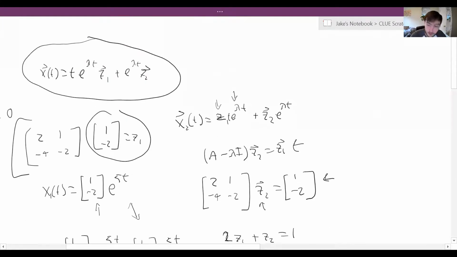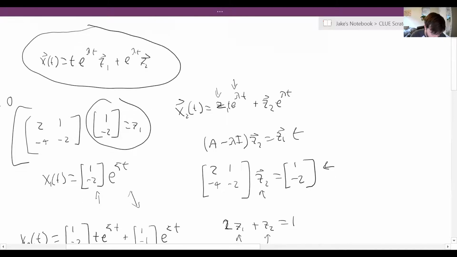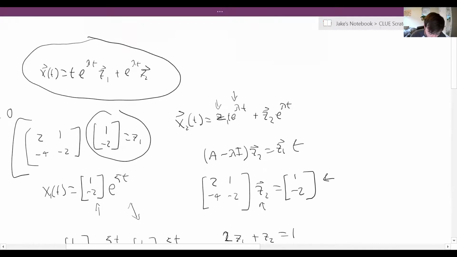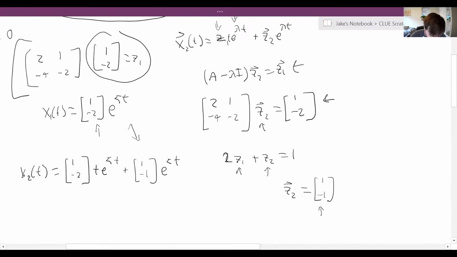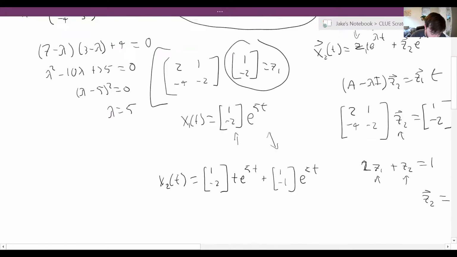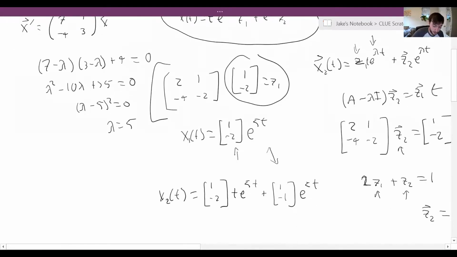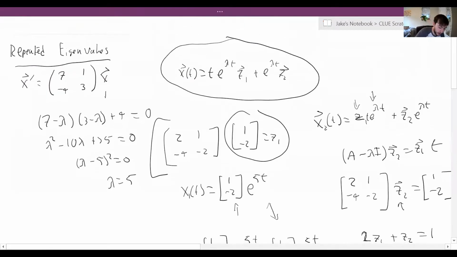So when I say you can plug it in and check, what I mean is, if you go back to the original problem setup, where is it? Did I not write it down? Oh, it's over here. Oh, classic. So if we go back to the original problem setup, if you plug in x1 and x2 for x, and you plug in their derivatives here, and you perform the matrix multiplication, you'll get something that works.